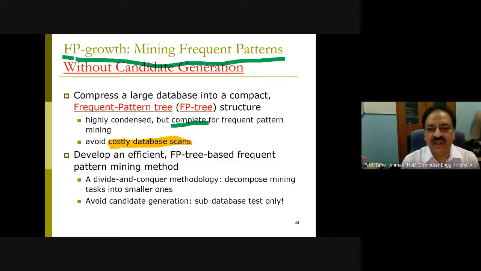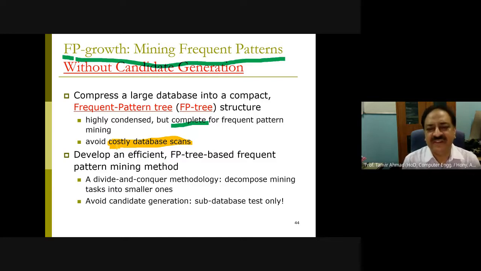Now this is based on a divide and conquer methodology. You know that divide and conquer means you decompose a bigger task into smaller ones, and you don't generate the candidates. You just read the tree from bottom to top, and you will get the frequent patterns.